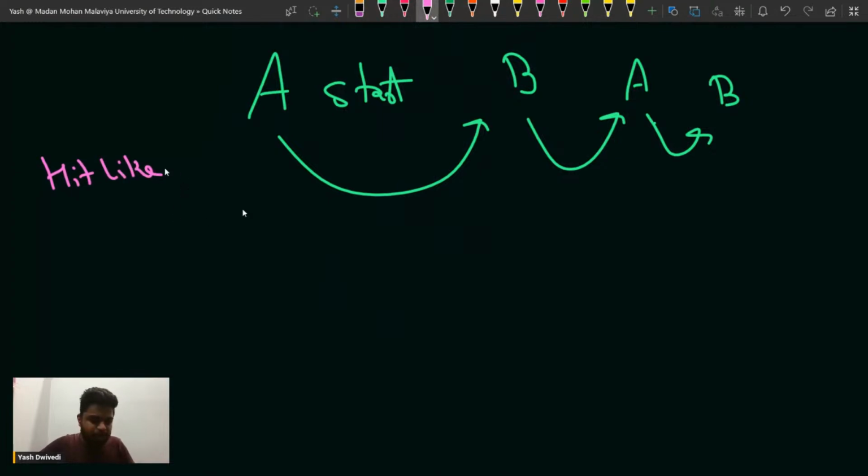So this is a game theory problem. A and B both are playing optimally. Both playing optimally means that both are playing to win, right?